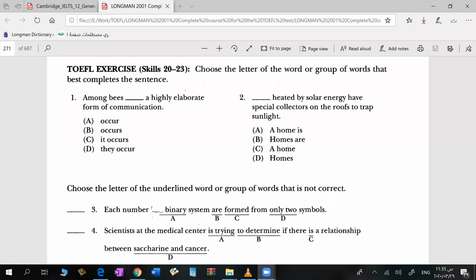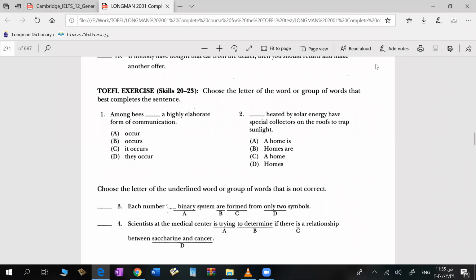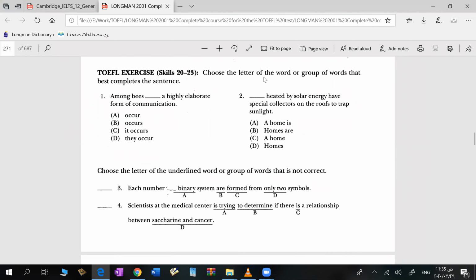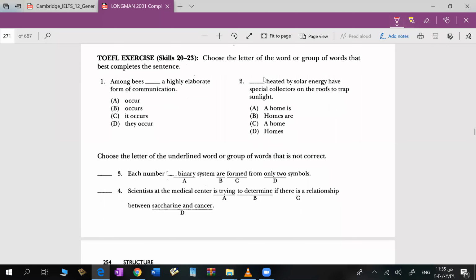Okay, so this is where we stopped last time. We stopped at the TOEFL exercise. It was homework. Let's start with checking them. Among these, face a highly elaborate form of communication. B. Occurs, yes, and this word is pronounced as occur, not occur.